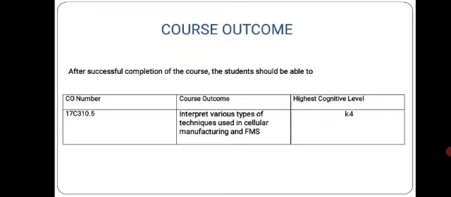Course outcome. After successful completion of the course, the student should be able to interpret various types of techniques used in cellular manufacturing and FMS. Highest cognition level K4.